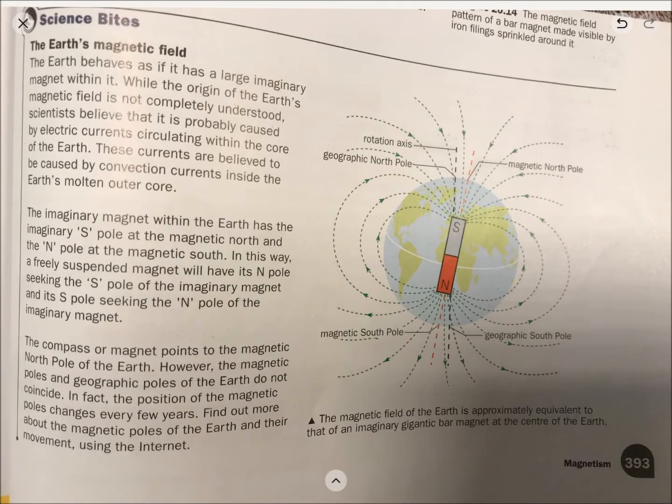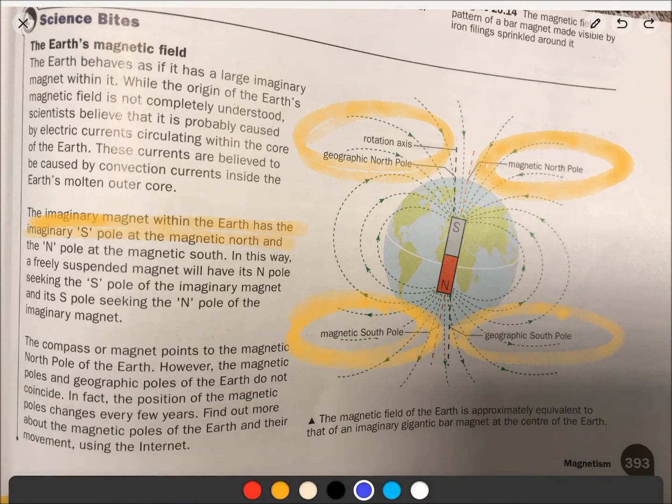Okay, now that I have this, what you can see is that there is this magnetic north pole and magnetic south pole over here, and it kind of contradicts the worksheet's idea of a magnetic pole. If you read the text over here, they are saying that there is an imaginary magnet inside the earth. So this is the part where you can read. This magnet is not a compass. This magnet is actually the imaginary magnet for the earth.